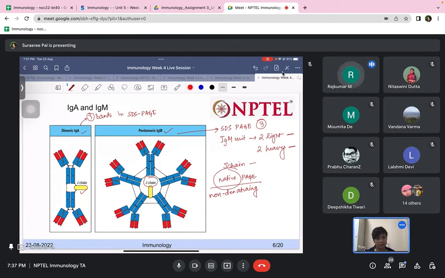IgM will also produce 3 bands in SDS page, the denaturing page. But in non-denaturing page, it will form only one band. It will show only one band because the protein structure will not be denatured and the chains will not be separated. Okay. All right?